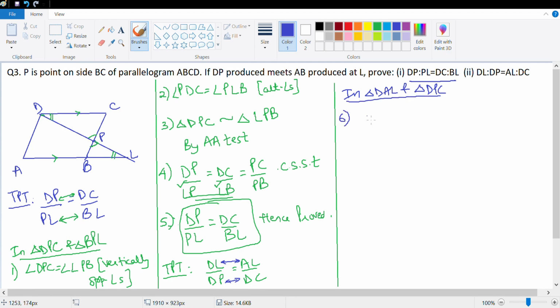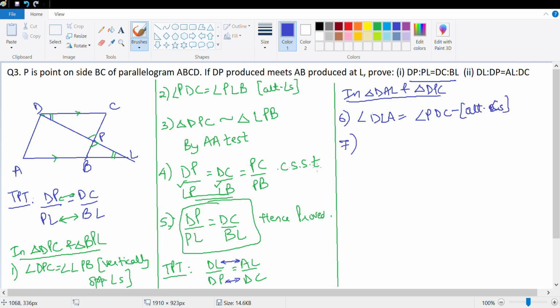Number 6 would be: is anything equal in these two triangles? Yes, I notice that angle D here and angle L here are equal. So let's write that down. We will need to write this triangle first. So angle DLA is equal to angle PDC. This is alternate angles.